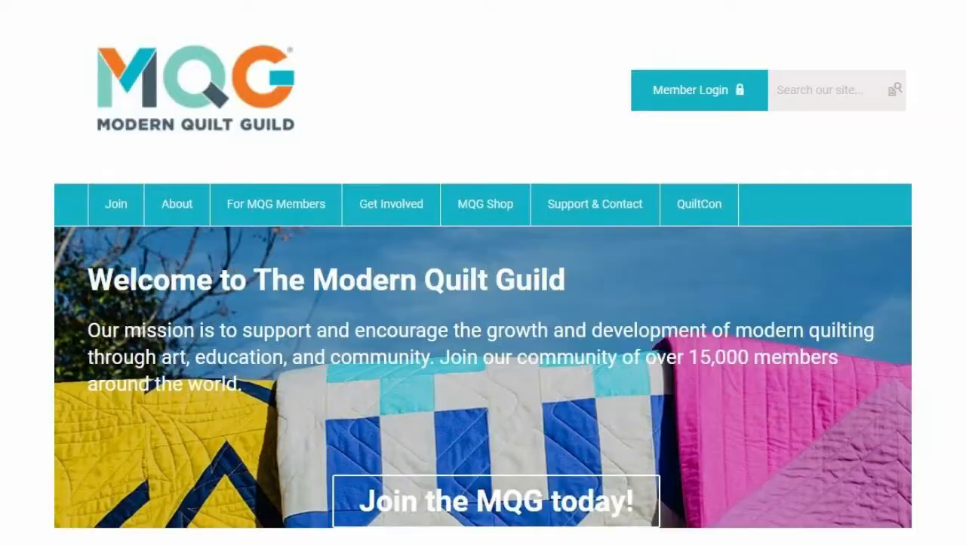So what makes a quilt a modern quilt? Well, the Modern Quilt Guild was established in 2009, and they set forth some guidelines. So those are the design principles that I use when deciding if a quilt fits that modern category.